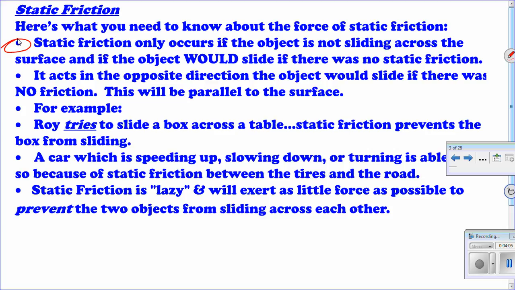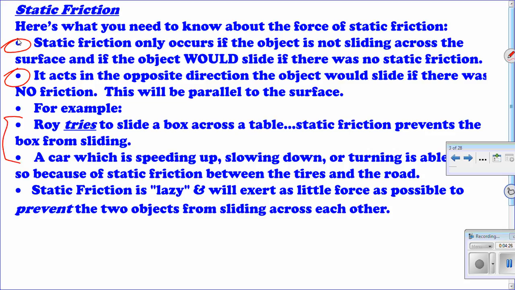All right, so here's the next thing. Static friction acts in the opposite direction that the object would slide if there wasn't friction. But you've got to be careful. First of all, it's parallel to the surface. And then there are two examples here.